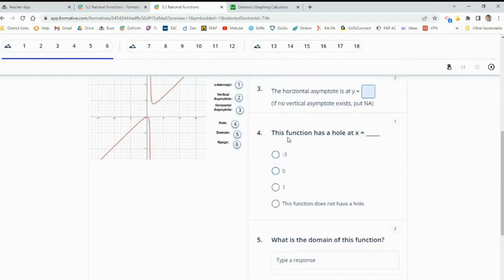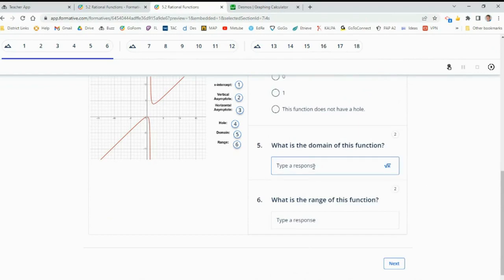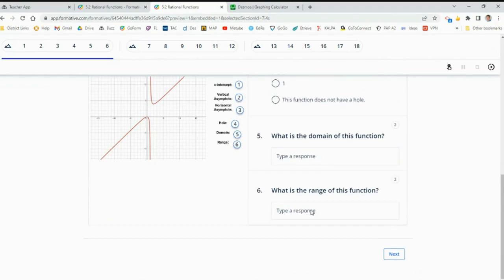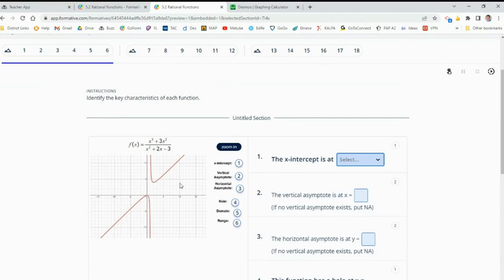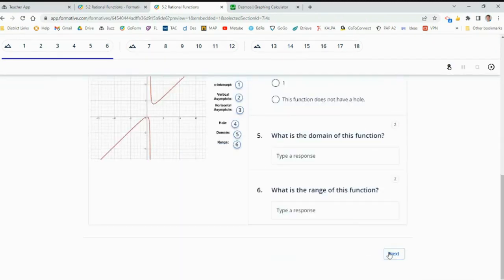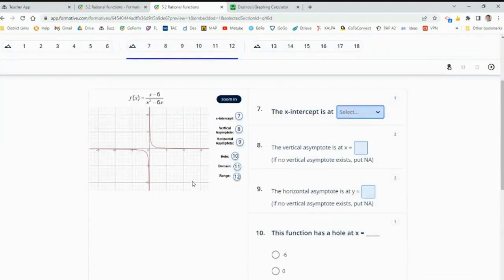And then I'll let you say whether the function has a hole at one of these x's: x equals -3, 0, or 1, or the function doesn't have a hole. Tell me which it is. And then type the domain and range. So that's for this function. After you get that, you have another one with a new function. Here's your new function. There's the graph. Fill in the information.